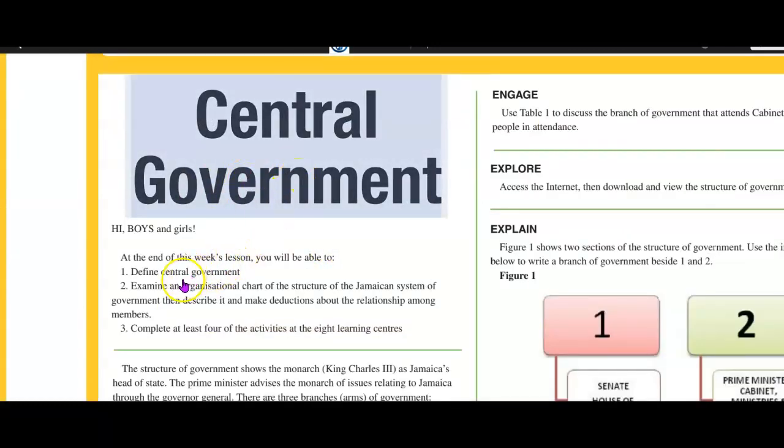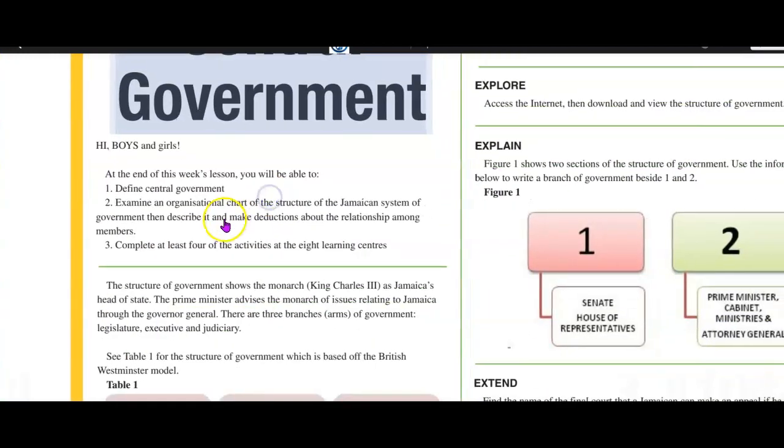We should now be able to define central government. We should have a better understanding of the organizational chart that shows the structure of the Jamaican government. And we should be able to describe how relationships and decisions are made among the members.